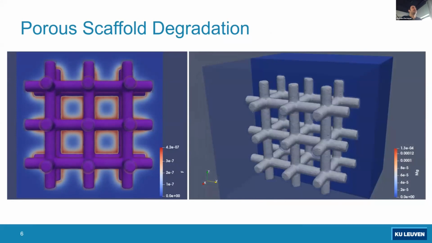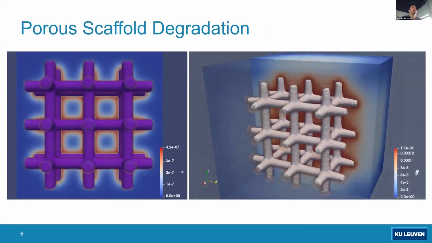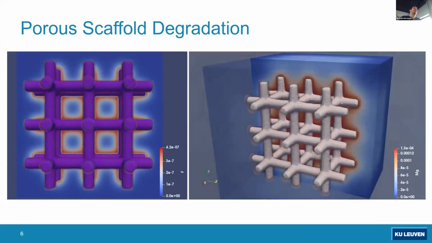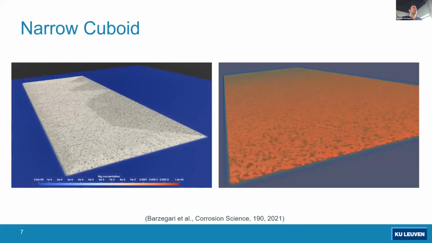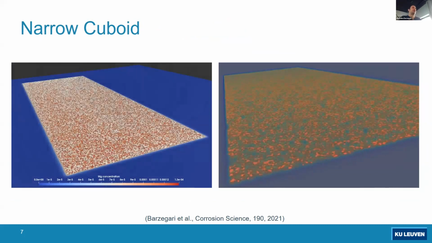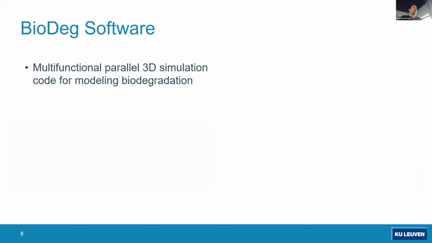And on the right, we can see the degradation happening, the shrinkage, the movement of the surface, and also the release of material. So all these things are implemented purely in FreeFEM. This is for a narrow cuboid degradation that we use mostly for validation purposes, and this is visualized using GPU in ParaView.